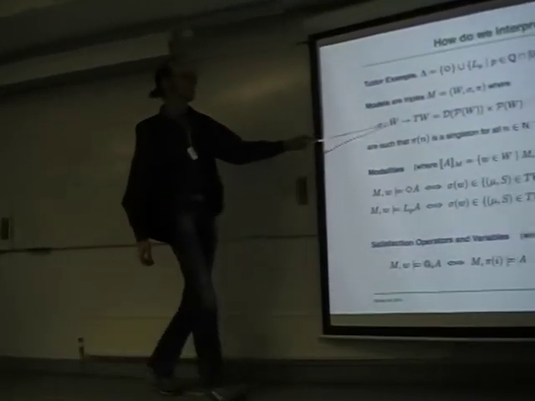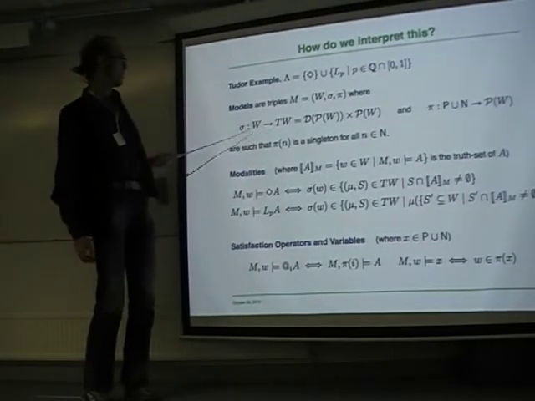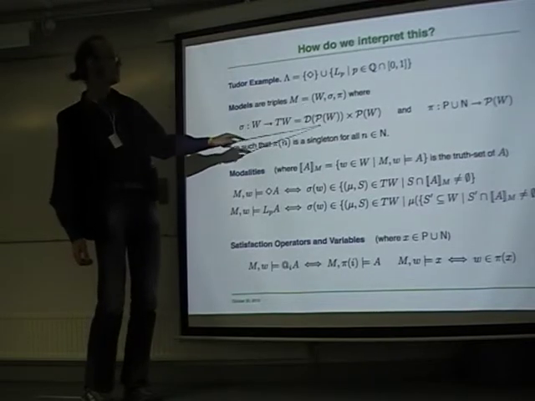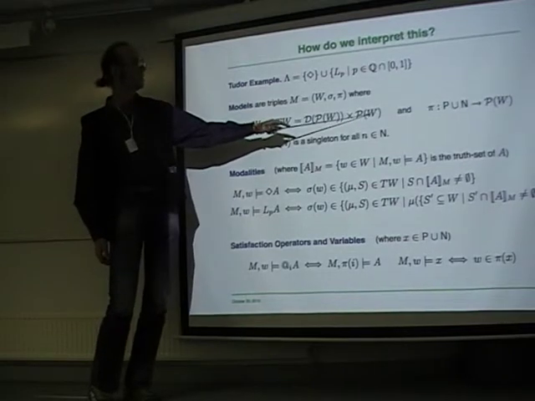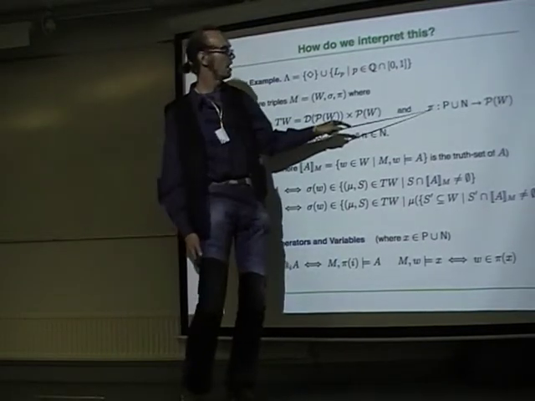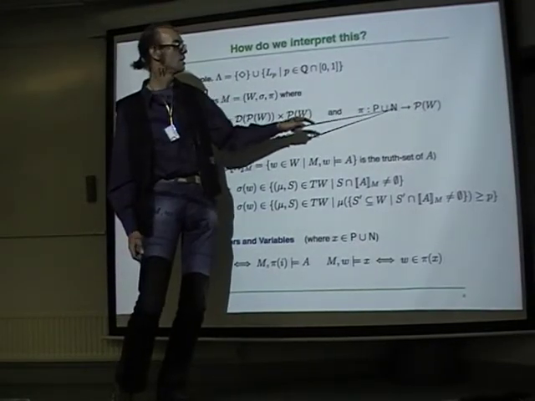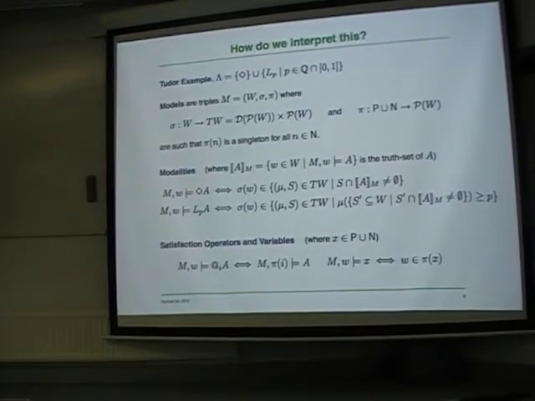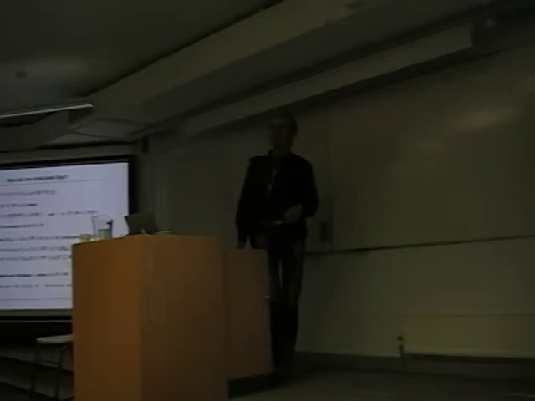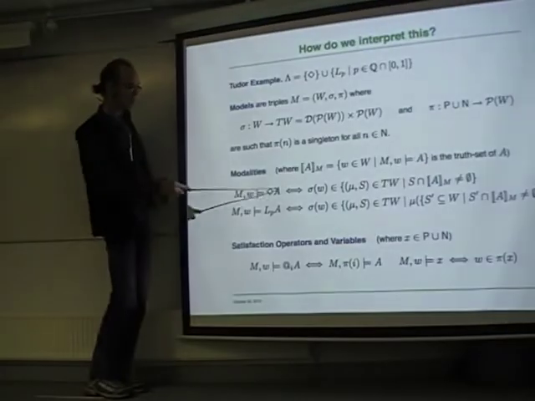So the models are triples: we have a set of individuals, we have a transition function that gives us the probabilities about offspring and the affairs, and we have a valuation that assigns a meaning to each variable, to each individual, where we require that individuals are evaluated as singleton sets. And once we're there, it's quite easy to give the semantics to these operators.